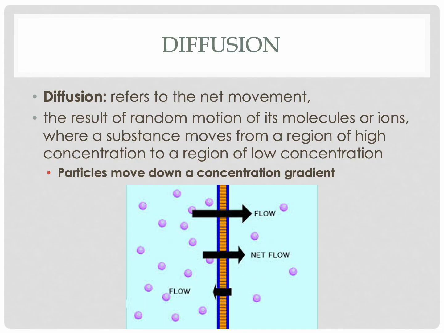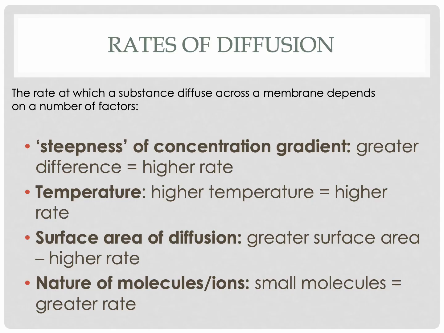This is how oxygen and carbon dioxide are able to move across the membrane through diffusion. Both oxygen and carbon dioxide are uncharged and nonpolar. There are factors that can affect the rate of diffusion.